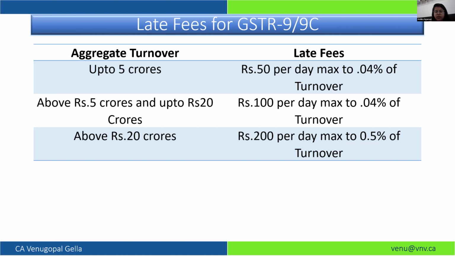However, you can take your chances, because it will be against the principle of natural justice. It's not an equality in law: those who complied, though late, you are asking them to pay the late fee as prescribed in the law, which is 200 per day. And now for those who haven't complied, you have come with the option to file between this period and you are liable to pay only 10,000. So it's a good opportunity.